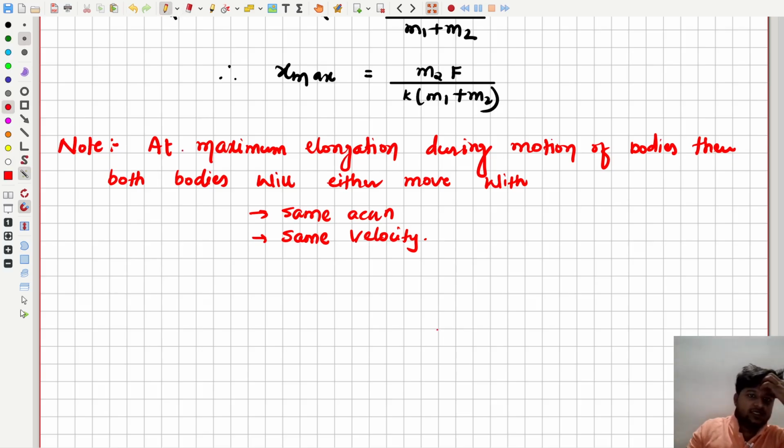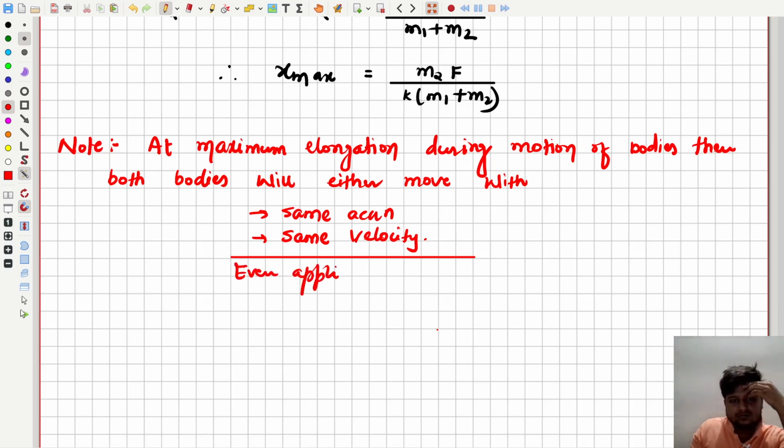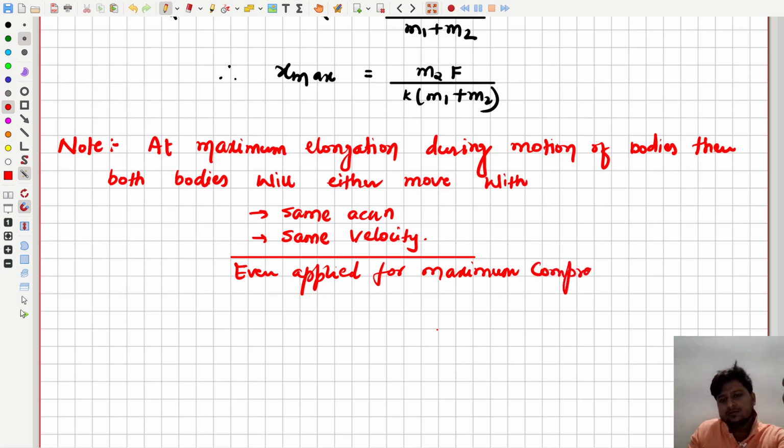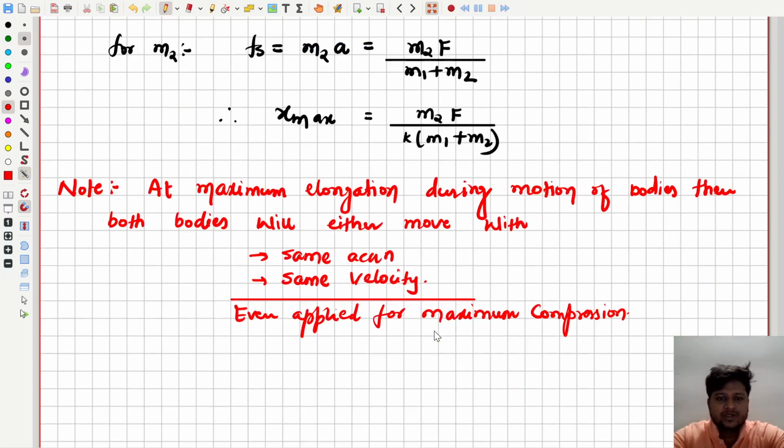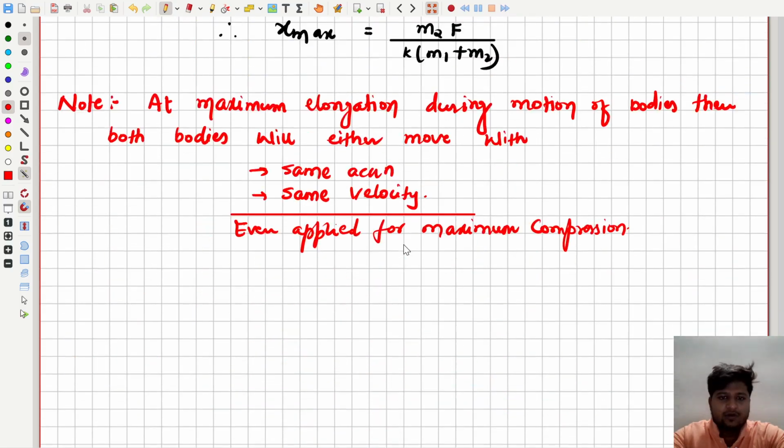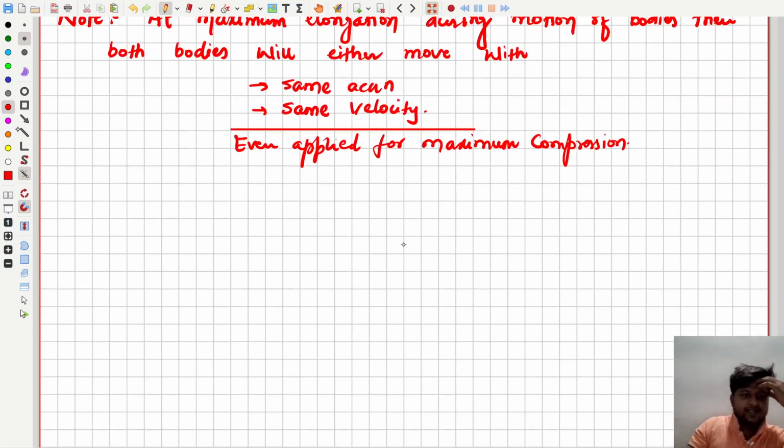Okay. It's not just for maximum elongation, even applied for maximum compression. Even it is applied for maximum compression. Okay, now, so this was one idea of horizontal path of maximum elongation. Second type of questions which is asked is this. Okay, like suddenly they will say that nowadays it will be very easier for you to understand.